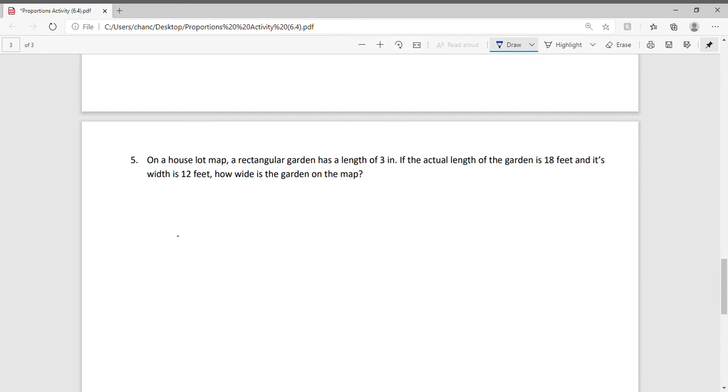Question 5. On a house lot map, a rectangular garden has a length of 3 inches. If the actual length of the garden is 18 feet, its width is 12 feet, how wide is the garden on the map? We have to create a proportion. Now, there's multiple proportions that will give you the same answer. Here's just one example. I'm going to do 3 inches is equivalent to 18 feet. I'm comparing the length in the picture to the length in the actual real life scenario.